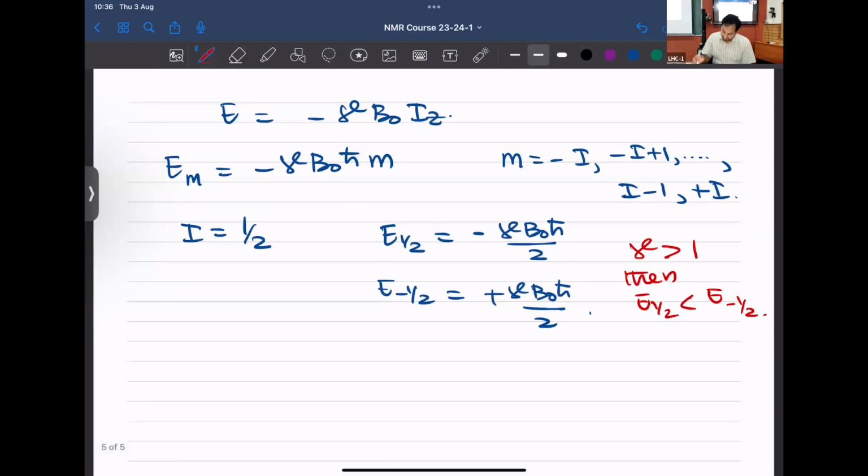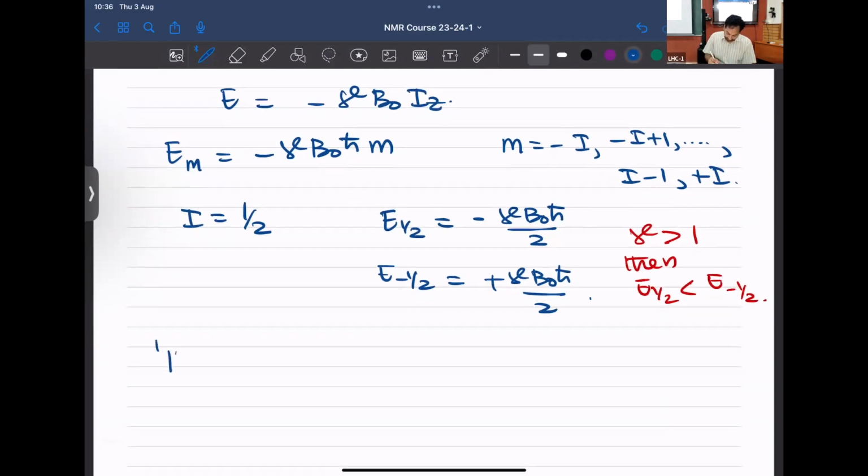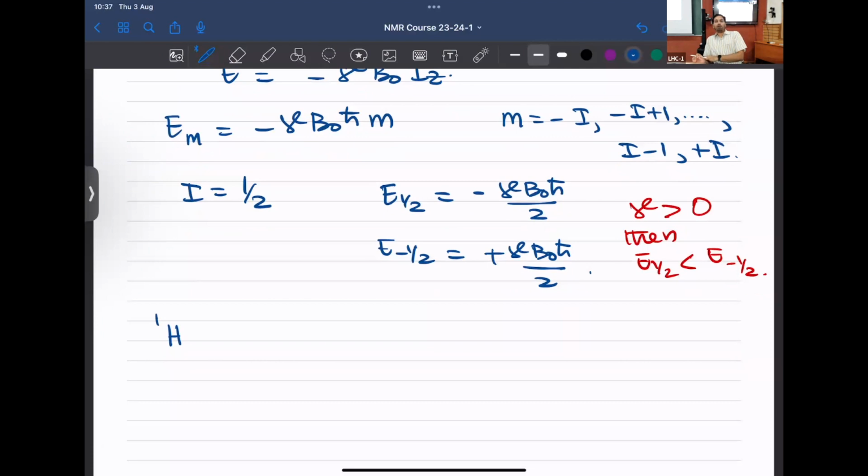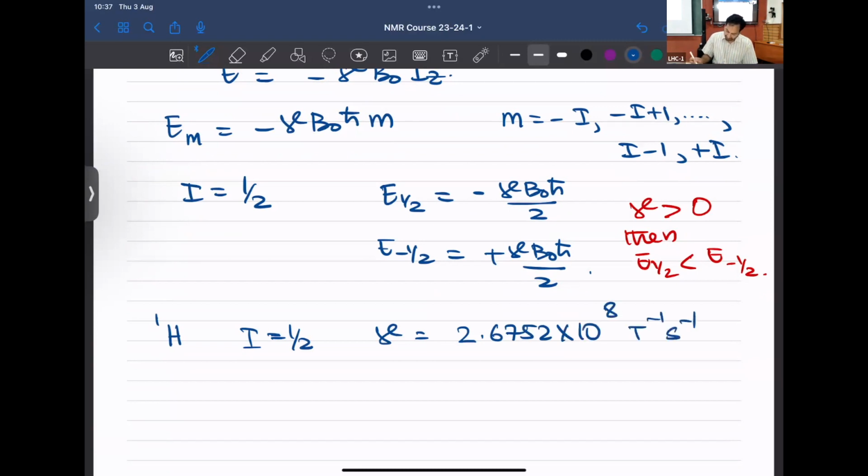So let me rephrase it. Gamma greater than 0. Yes. What did I say? Sorry, that's right, greater than 0. So for the proton, you're able to see that it has a spin quantum number of half, right? And its gyromagnetic ratio is given by 2.6752 times 10 to the power 8, I think, per Tesla per second. This is the SI unit that is used.